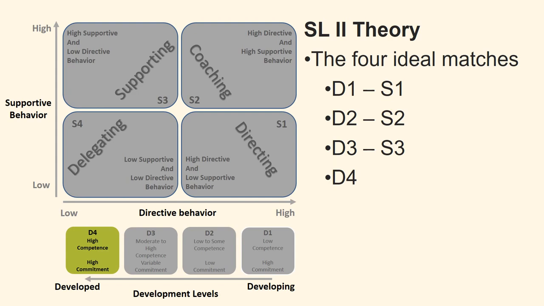The employee is at development level D4, high competence and high commitment. The leader must therefore use the delegating leadership style S4, low directive behaviour and low supportive behaviour. The employee can solve the task and is keen to solve it. The employee is the expert in this field, and the employee and the leader know this. The leader must therefore delegate the task to the employee and give the employee a free hand to solve it.